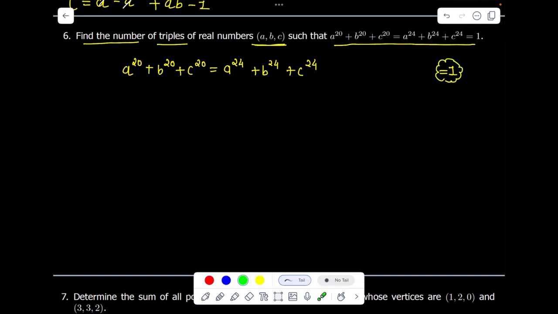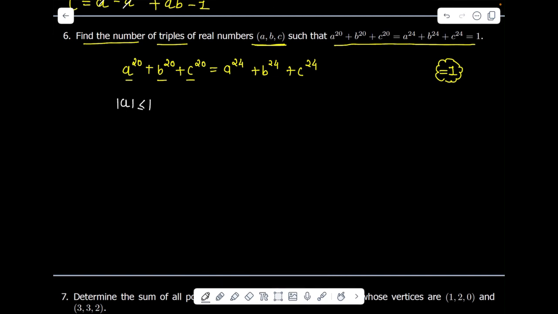Now it is visible that a to the power 20, b to the power 20 and c to the power 20 are positive numbers, and the sum of positive numbers is 1. So if I want to find values of a, b, c, it is clearly understandable that mod of a is less than or equal to 1. If you take a value more than 1, then the sum of these three numbers cannot be 1. So the values of a, b and c are all less than or equal to 1. If I am taking one equal to 1, the other two values will be 0.